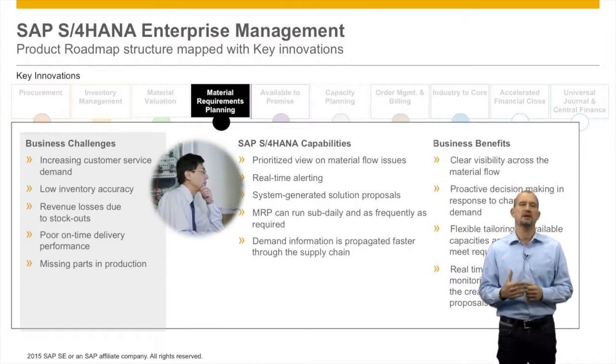If your business challenge is, for example, an increased customer service demand, or low inventory accuracy, or revenue losses due to stock outs, then with S4, you can have a prioritized view on material flow issues, real-time alerting and system-generated solution proposals. You can have a material requirements plan run sub-daily and as frequently as required for your business.